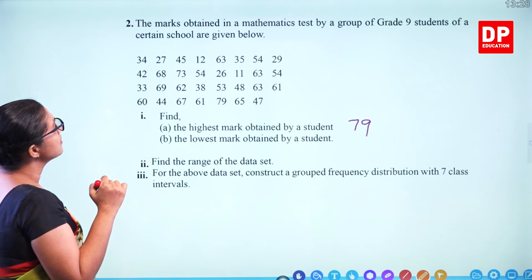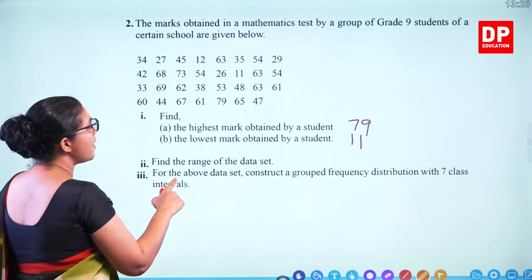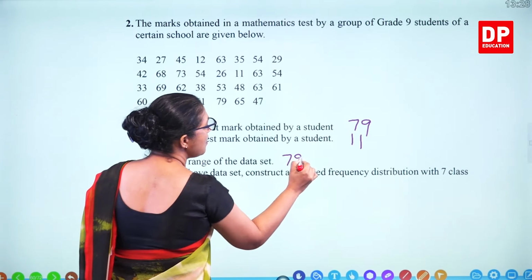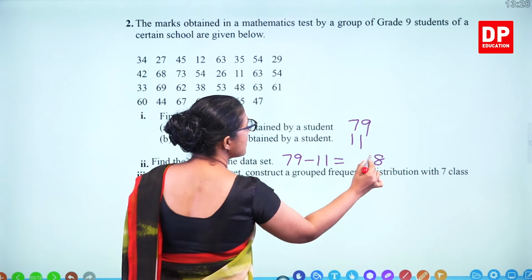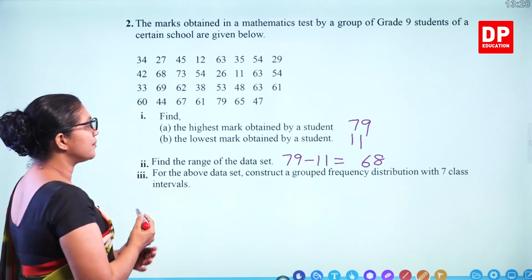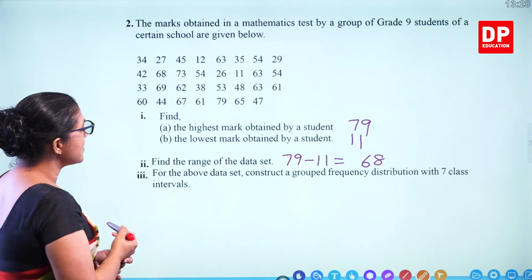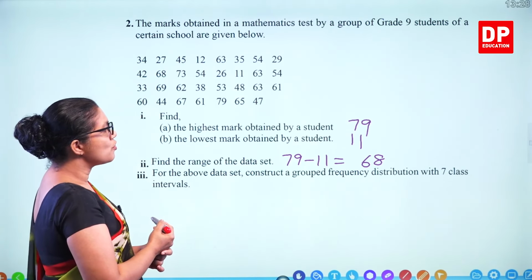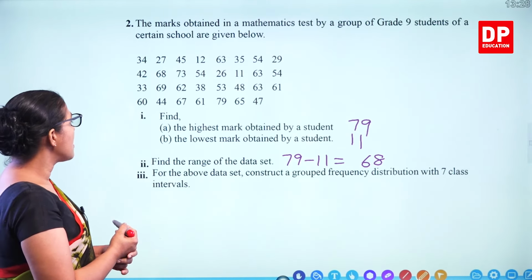11 is the lowest mark. So find the range. 79 minus 11, you get 68. For the above data set, construct a group frequency distribution with 7 class intervals. So we need 7 class intervals.